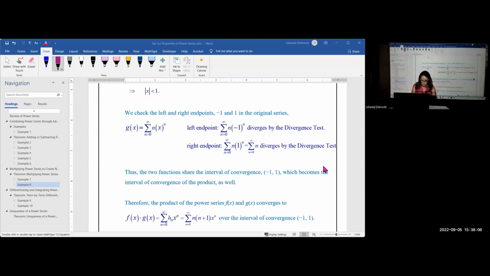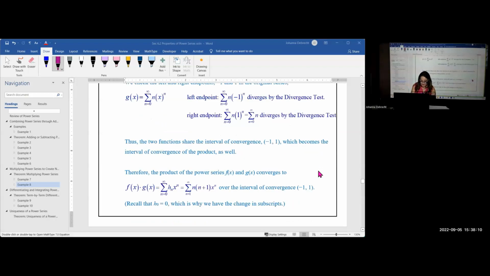So let's kind of pull it all together into one statement here. We have that the product of f and g converges together into the power series starting at 1 to infinity of n times n plus 1 x to the n over the common interval of convergence from -1 to 1. Remember that h sub 0 was 0, which is why we have a change in the subscript here.